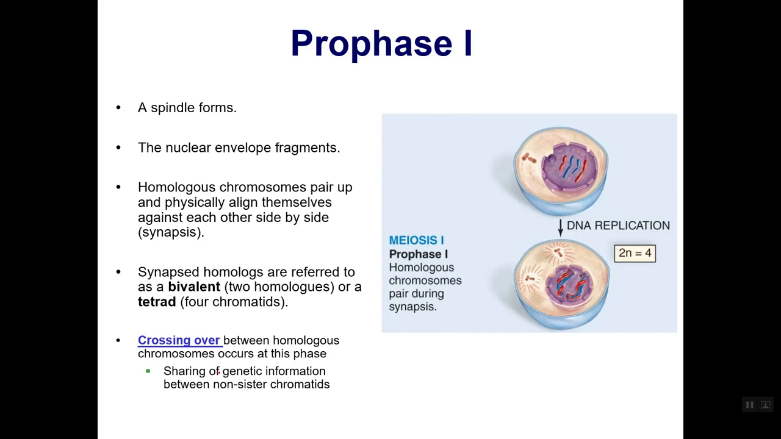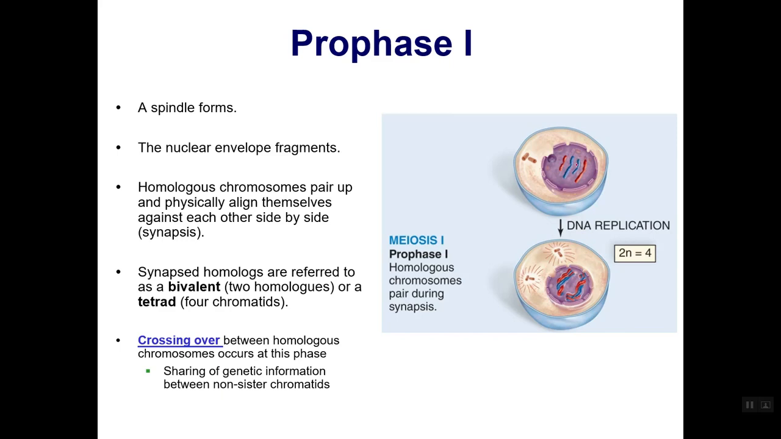So what goes on in all of these phases? A lot of this is going to sound just like mitosis, except for the differences that we already discussed. So in prophase 1, your spindle starts to form out of your centrioles, which are located in the centrosomes. They're moving to opposite poles of the cell. The nuclear envelope starts to fragment, which you can see here. The homologous chromosomes are going to pair up.